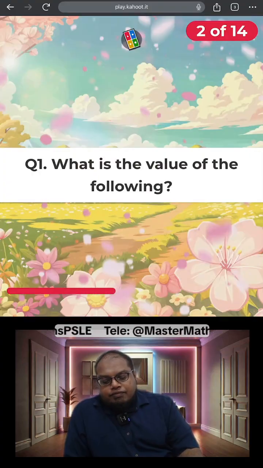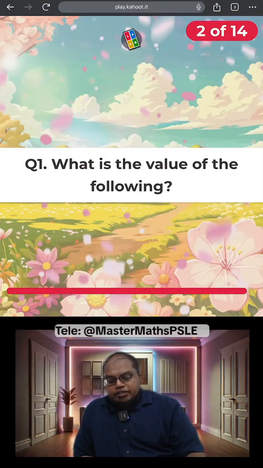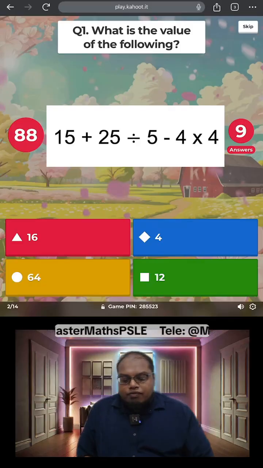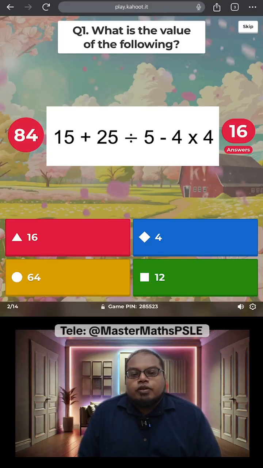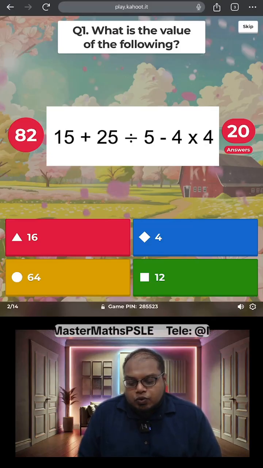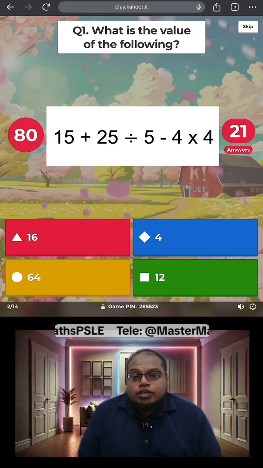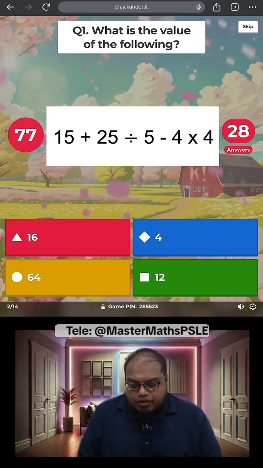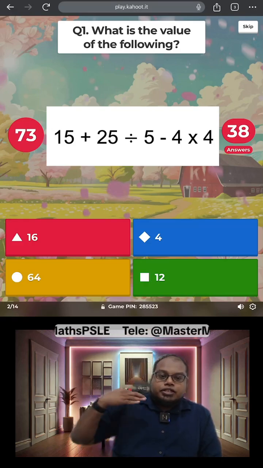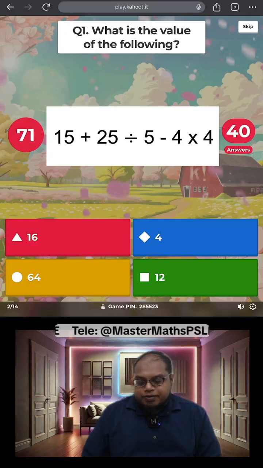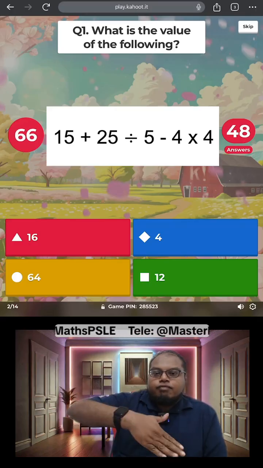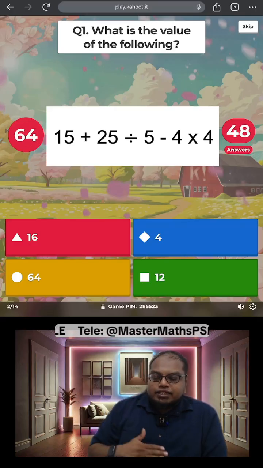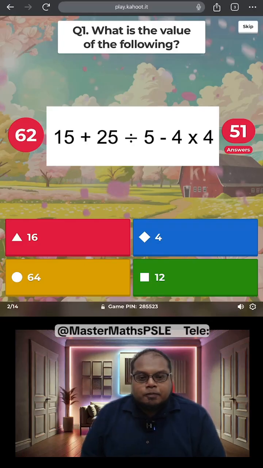Alright, what is the value of the following? 15 plus 25 divided by 5 minus 4 times 4. What is the answer to this question? Come on, remember, what is the order of operations? What should you do first? Remember, it's the brackets, then multiply or divide, then plus or minus. But how do you apply it to this question?